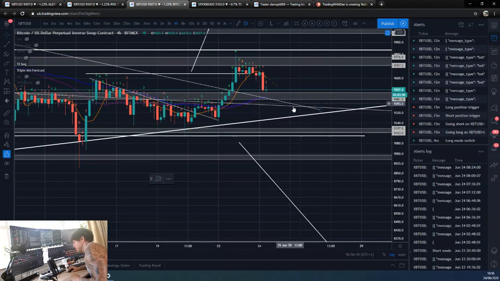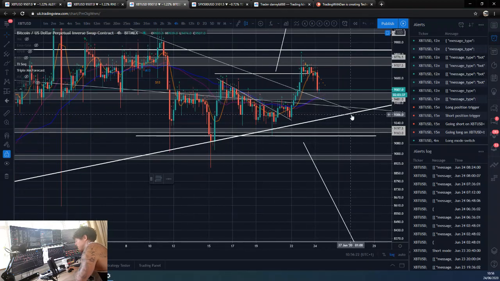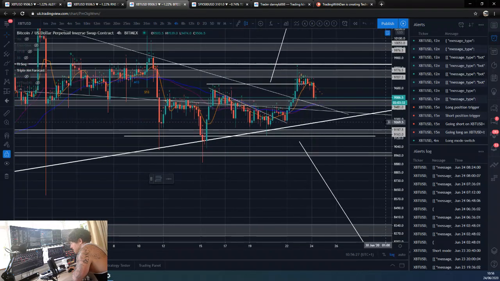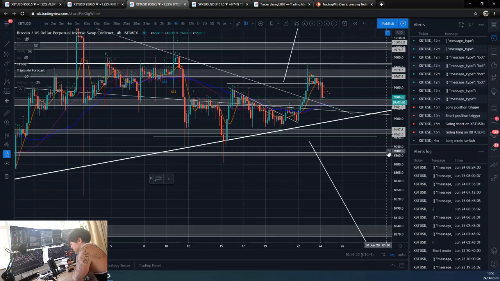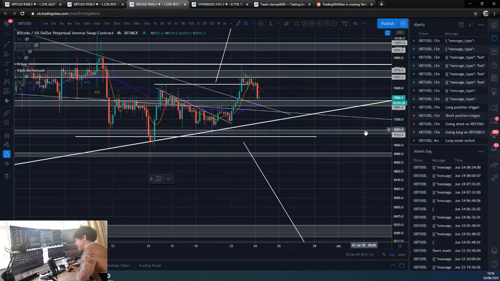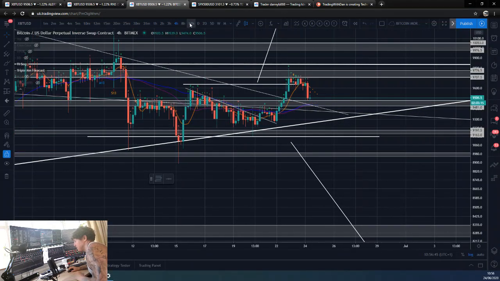We could easily get wicks down to this trend line support level as well, which currently is at 9,250 as I have it drawn, which isn't necessarily exactly where it should be, but let's say around 9,300. So we could easily be getting some wicks down to 9,400, 9,300, and that is a really good level to try and buy with a stop, obviously around this level here, for a move to 20k. But anyway, let's get rid of these. That's kind of what I'm looking at there on the 4-hour.